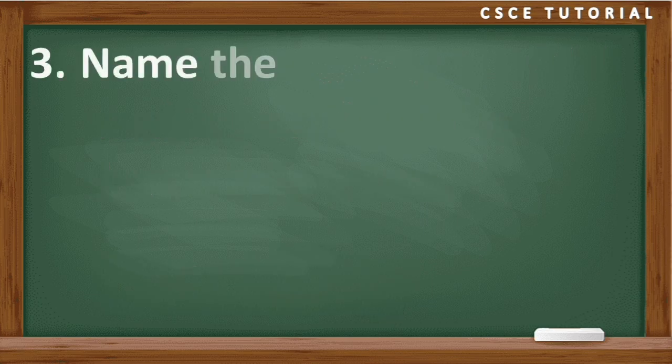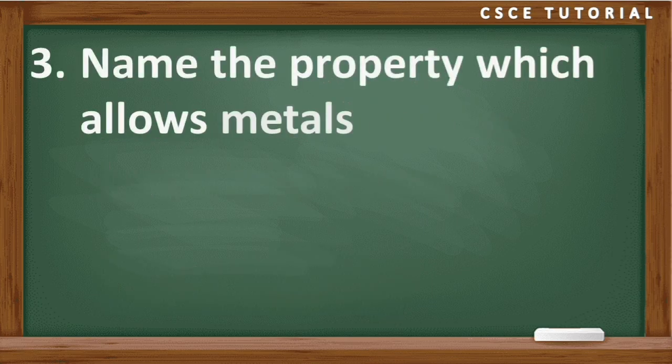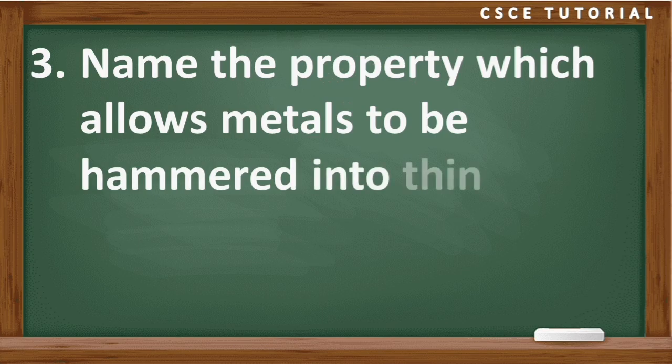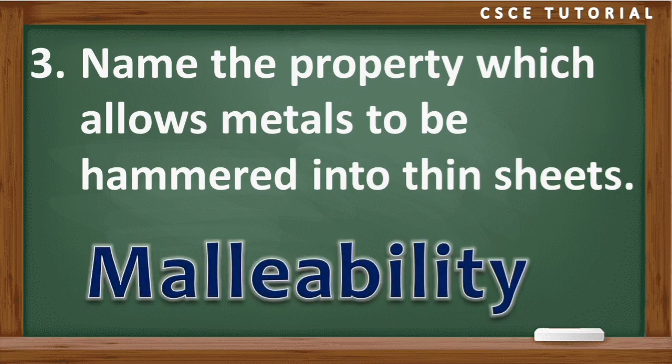Third, name the property which allows metals to be hammered into thin sheets. Now you have to name that property through which you can hammer the metal into thin sheets. It is malleability. Malleability is a property with which metals can be hammered into thin sheets.